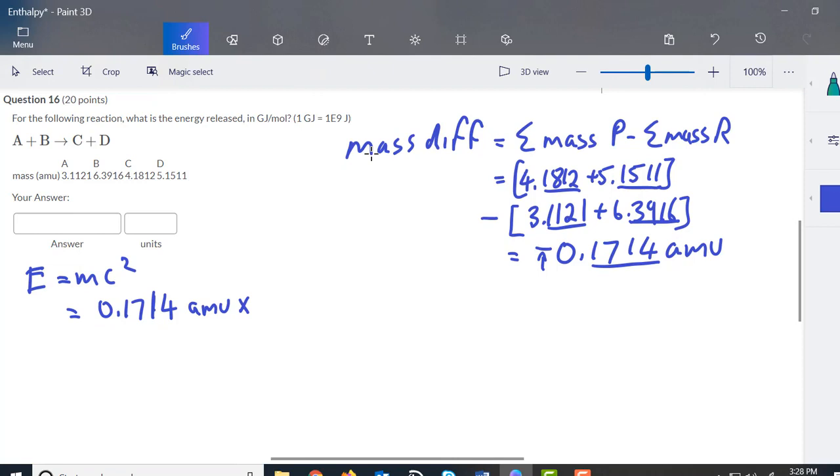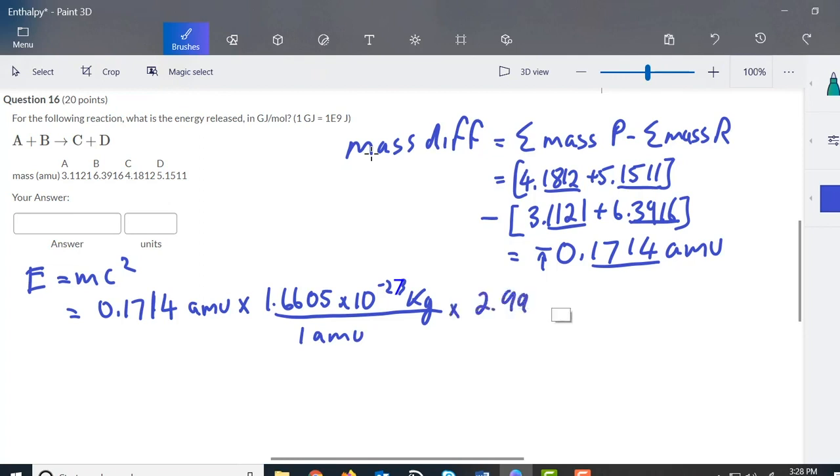We know how many kilograms there are in AMU. That's 1.6605 times 10 to the negative 27 kilograms. You'll find this conversion factor in an old test or in the notes. And then 2.998 times 10 to the 8th meters per second. That's the speed of light, and that's all squared. And then to get it into kilojoules, or joules per mole in this case, it would be times 6.022 times 10 to the 23. And the unit on that is moles to the negative 1. So that's everything in a mole.